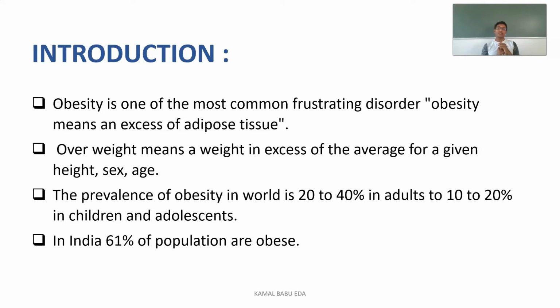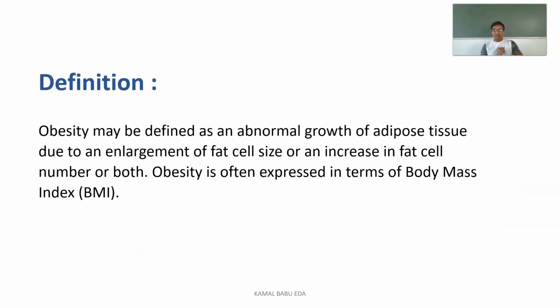Coming to the prevalence rate, in adults all over the world, about 20 to 40% have this obesity problem, and in children about 10 to 20%. Coming to India, 61% of the population are in the obesity stage.